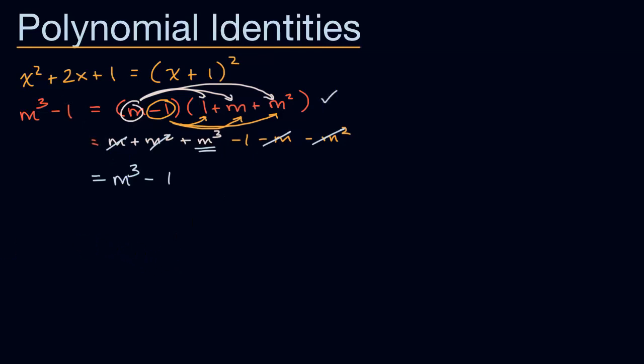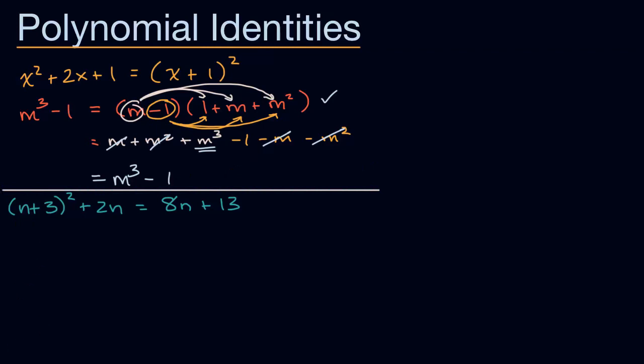Let's do another example. Let's say someone were to walk up to you on the street and said, quick, n plus 3 squared plus 2n. Is that equal to 8n plus 13? Is this a polynomial identity? Pause this video and see if you can figure that out. All right, now we're going to work on that together. And I would do it the exact same way. I would try to simplify with a little bit of algebra.